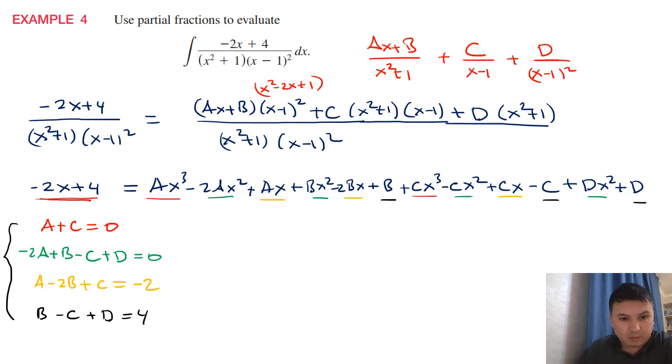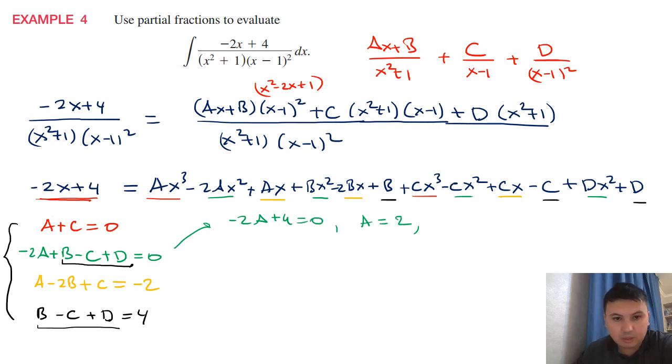All right. Well, how do we solve it? Again, we can do it by elimination or substitution. So here, b minus c plus d, we already have it, right? It's 4. So this gives us minus 2a plus 4 is equal to 0, which gives me a equal to 2. But if a is 2, then from the first one, I get c is equal to minus a, which is minus 2.